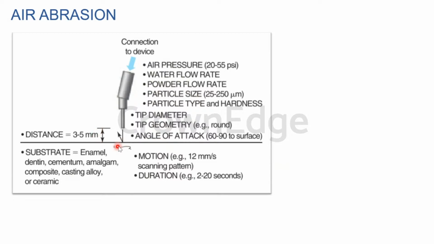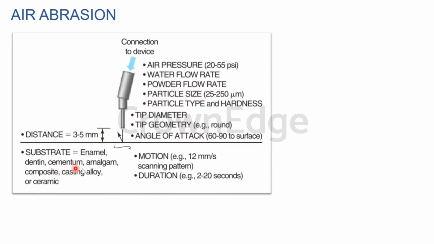The distance between the tip of the air abrasive nozzle and the substrate has to be 3 to 5 mm. That should be the distance. If you go closer, you can effectively remove more healthy sound tissue, which is detrimental to the minimally invasive principle we are following. At the same time, if you keep it farther than 5 mm, then you are effectively not cutting any sound tissue. The substrate can be any of the following. You can cut using air abrasion on enamel. You can even cut dentine.